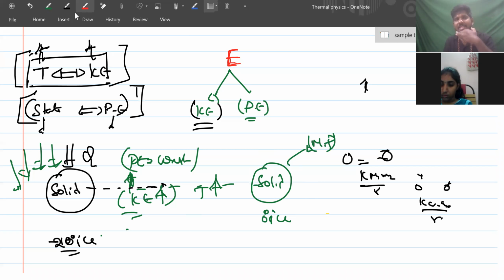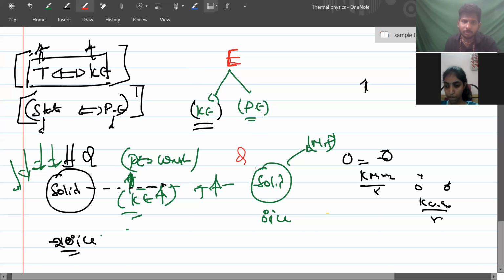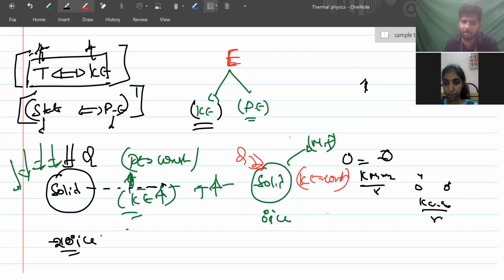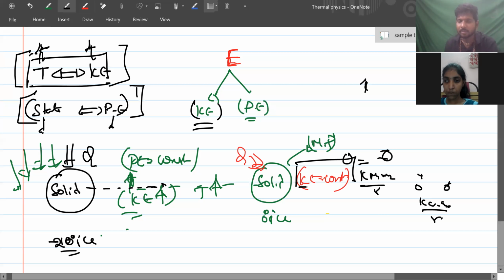The particles have reached a saturated state of kinetic energy now. Whatever energy you're supplying, now continuously you are supplying energy, right? At that time, kinetic energy will be constant. That means temperature will be constant. Very carefully remember this point. Temperature will not rise there, but the potential energy will keep on rising. There will be a change in potential energy.